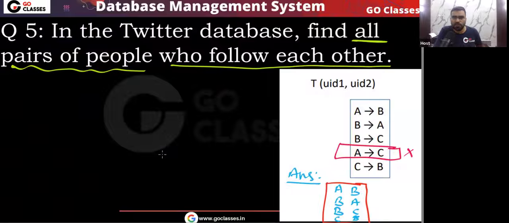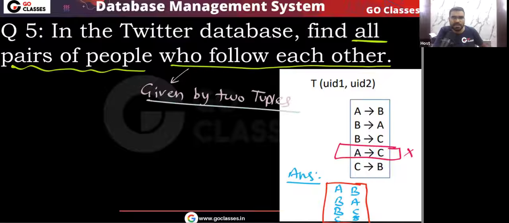Now tell me what I will do. How many tuples do I need? You just tell me this point. How many copies of this table do I need? Two copies. Yes or no? Because two tuples will give me this information. Please notice this tuple and this tuple are giving me the information that they follow each other. This information is given by two tuples. So it means I need two copies of table T.